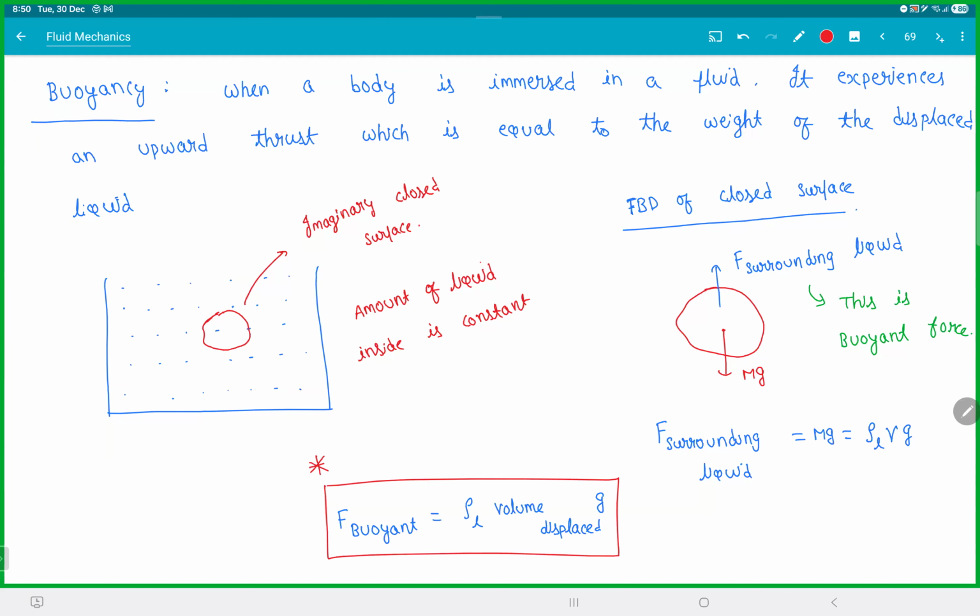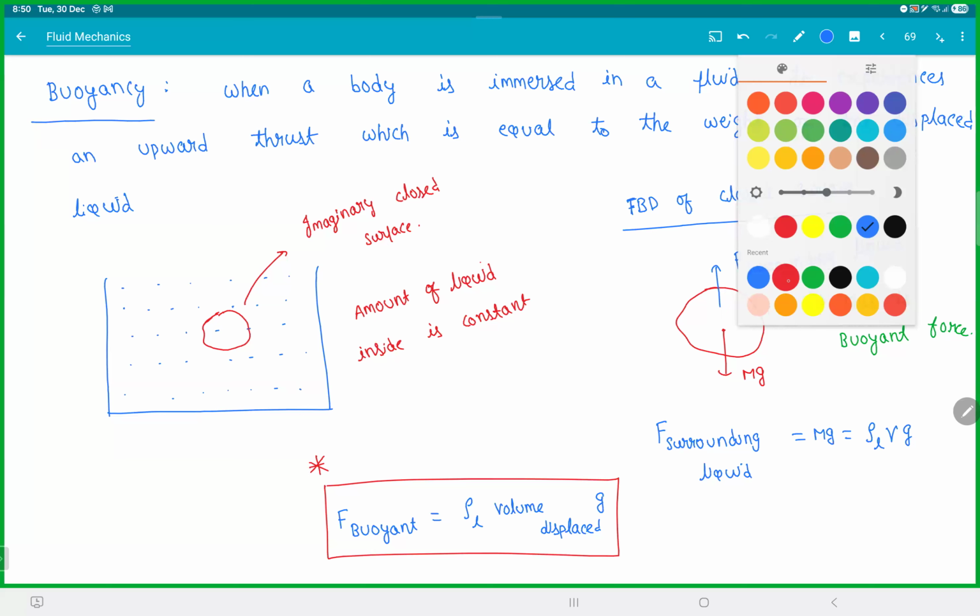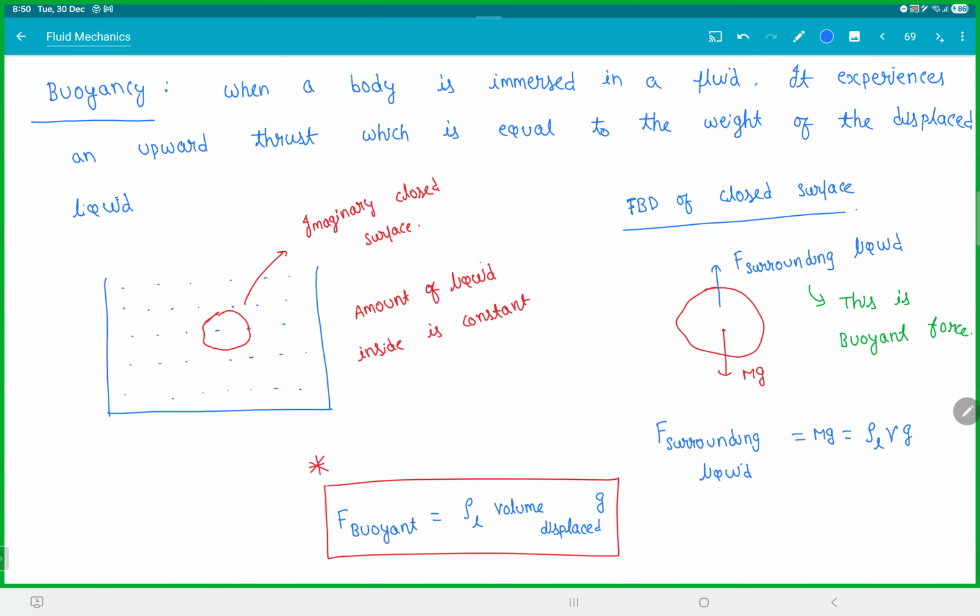So buoyant force is completely an experimental quantity. We'll talk more about this. Exactly how did we get this? That we will see in more detail. All clear with this page? Clear?